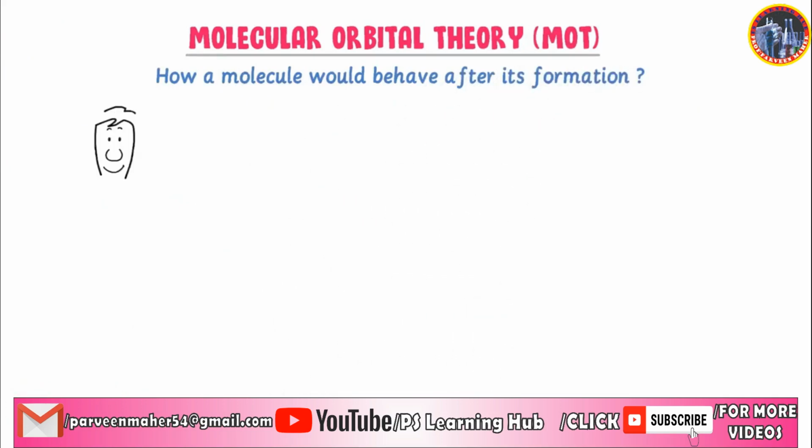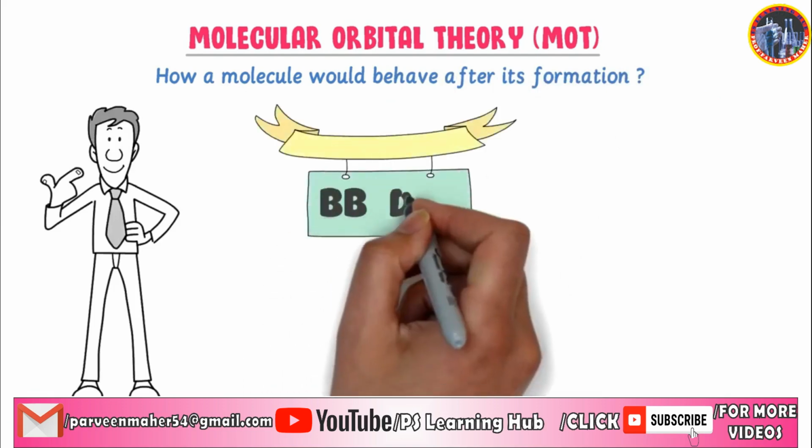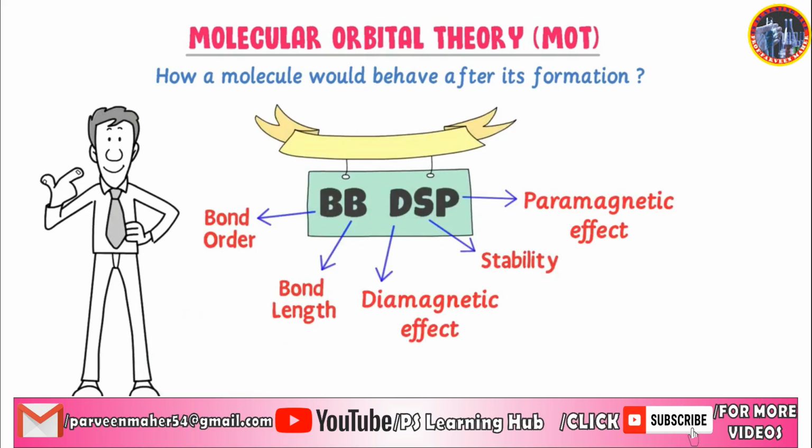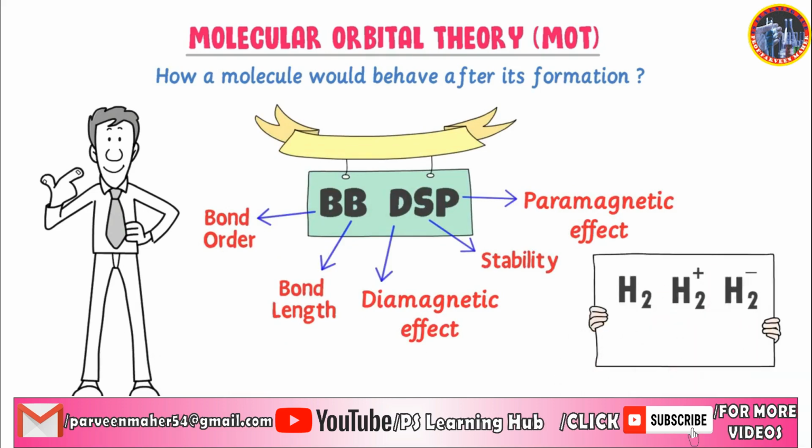I mean, molecular orbital theory teaches us about BBDSP: bond order, bond length, diamagnetic effect, stability, and paramagnetic effect. For example, consider hydrogen molecule H2, H2 positive ion and H2 negative ion. Valence bond theory does not explain the stability of these three substances. It is molecular orbital theory which explains all these 5 properties of these 3 substances, which we will learn later in this lecture. Thus note down my personal mnemonic BBDSP for molecular orbital theory.